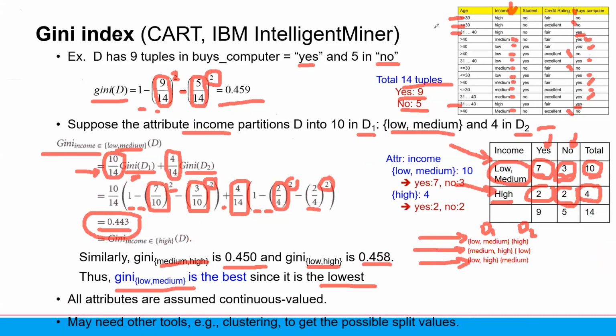So the first, if we use the income, if we use the attribute income, then the splitting will be low and medium, and then this is high. Okay, we can split into 2 like this one.